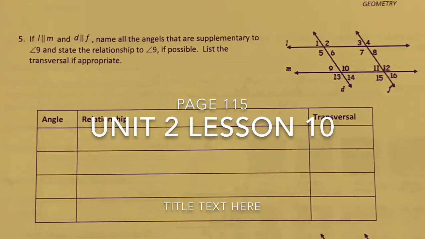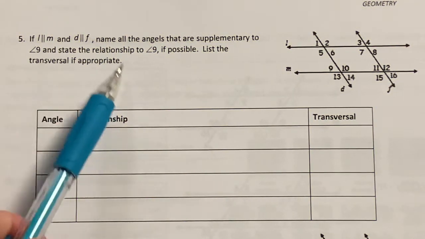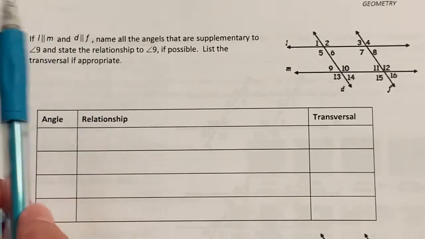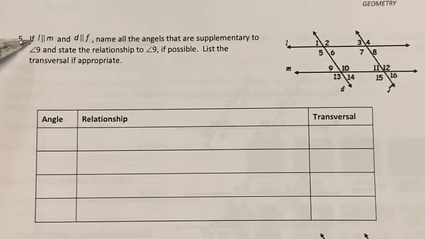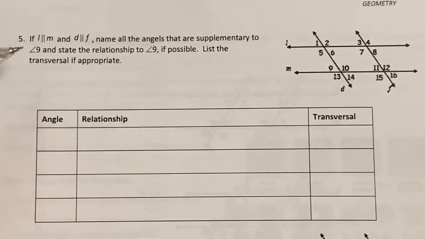Page 115. This is number 5. First, note that these pages are spelling angles as "angels," so I just want you to know that's not the right way to spell it. Number 5 says, if L is parallel to M and D is parallel to F, name all of the angles that are supplementary to angle 9 and state the relationship to angle 9 if possible. List the transversal if appropriate.